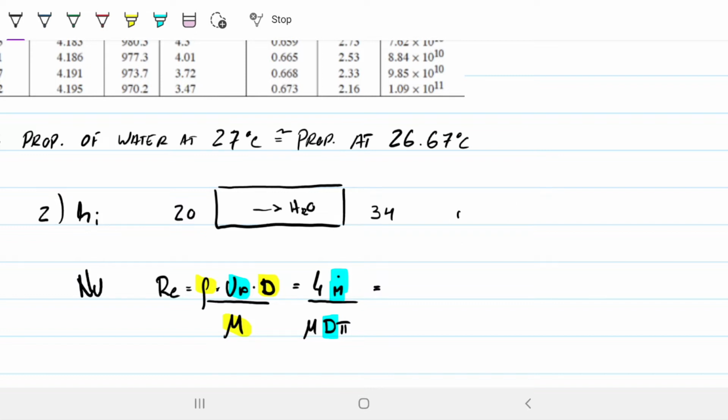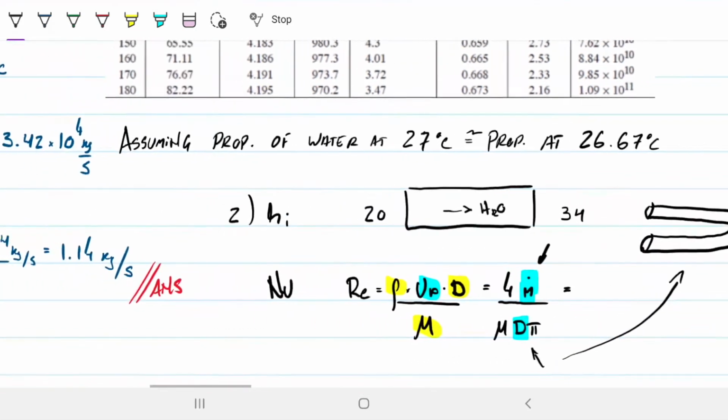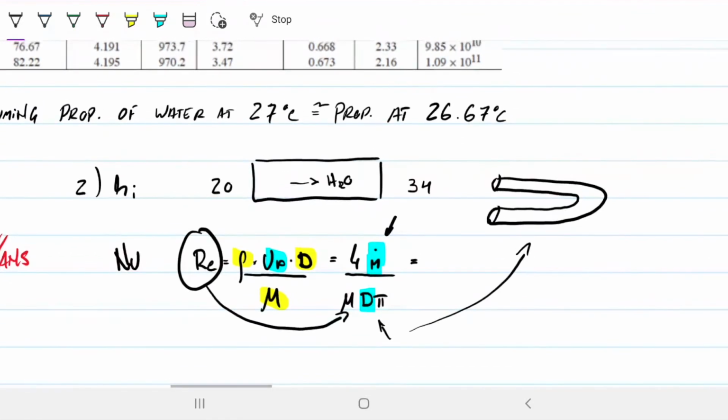Note that in the heat exchanger, we have 2 passes, so something like this, and we have 30,000 of these tubes, right? My diameter here is with respect to one of these tubes, not for the whole thing. If I were to put the 3.42 times 10 to the 4th that we just found, I'd be looking for a Reynolds number for a very big mass flow rate, assuming the diameter of one single tube. That would make no sense whatsoever, right? So we need to ensure we're using the mass flow rate of a single tube. The diameter is what gives it away, okay?